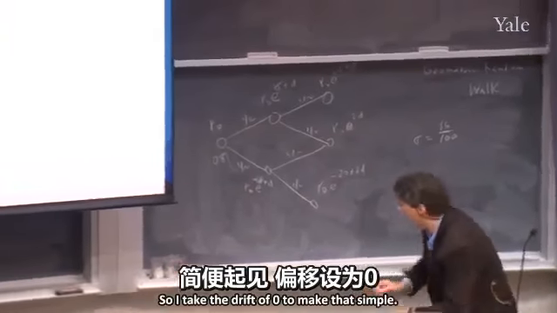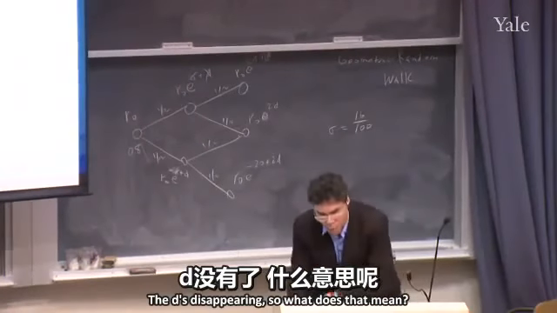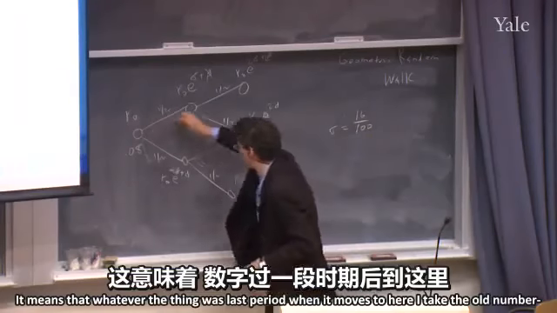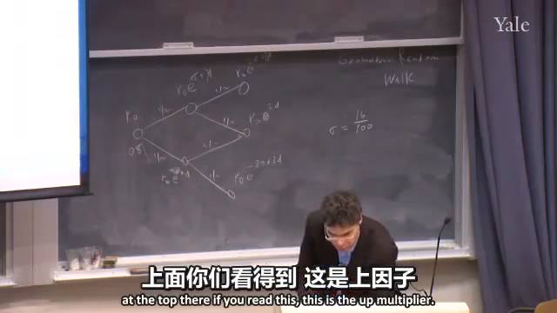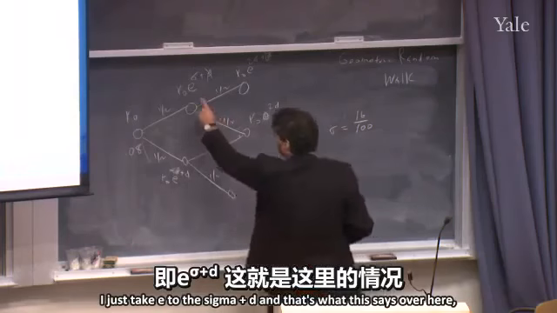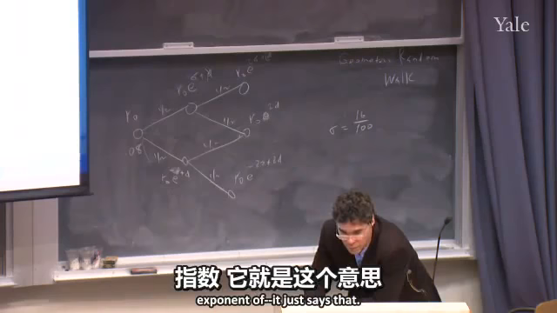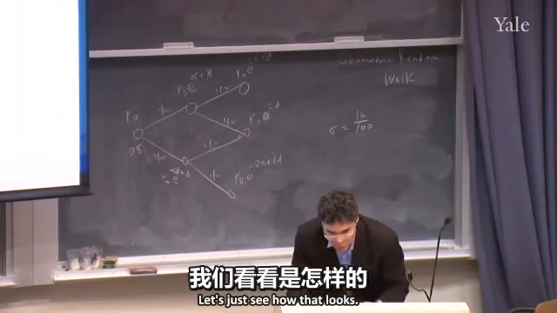So I take the drift as 0 to make that simple. The d is disappearing. Okay, so what does that mean? It means that whatever the thing was last period, when it moves to here, I take the old number at the top there. This is the up multiplier. I just take e to the sigma plus d, and that's what this says over here, exponent of. So that's the up multiplier and that's the down multiplier. Let's just see how that looks.